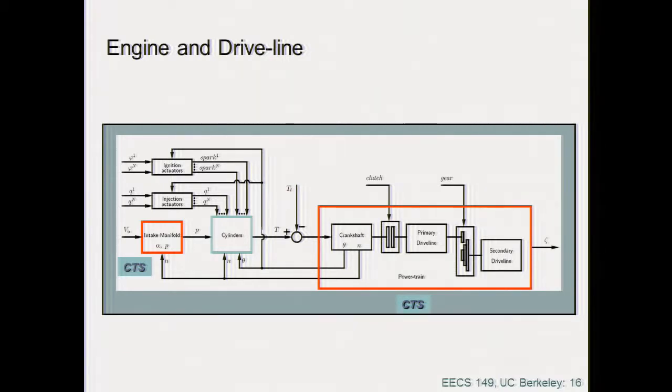So we have a continuous system that is the intake manifold, that is the position, plus alpha is the angle that is impacting the cylinders. The cylinders receive the injection actuators and the ignition actuators. They go to the crankshaft. There is a clutch, which goes to the primary drive line. Then there is a secondary drive line, and you get to the motion of the car. That's the entire car, right there. That's the powertrain of the car.